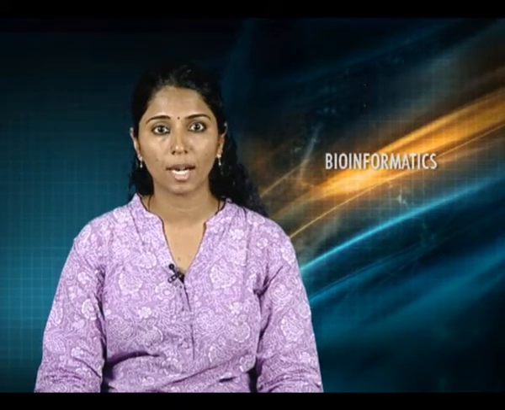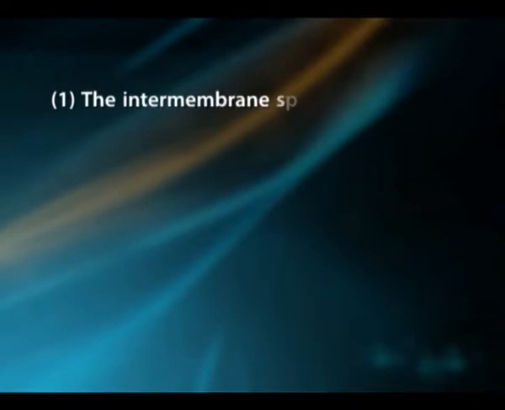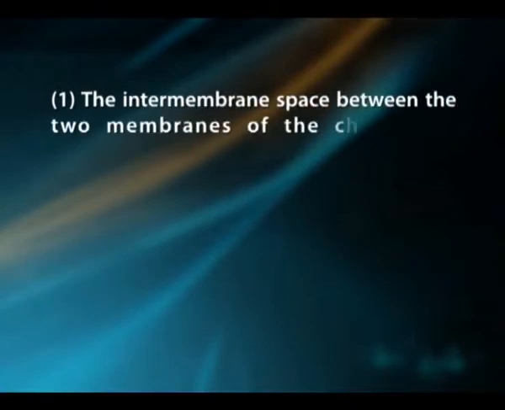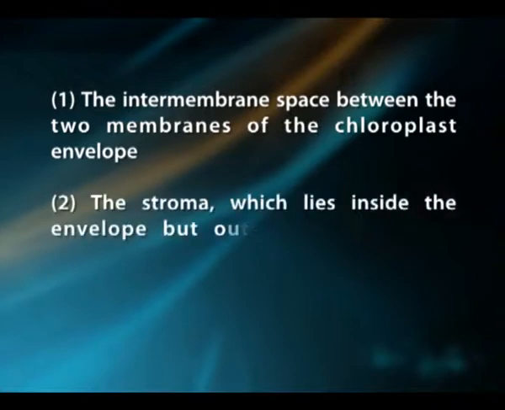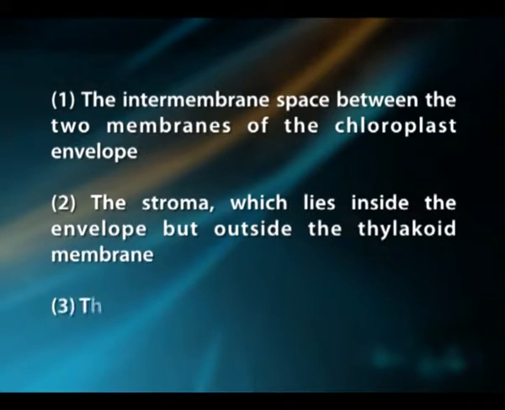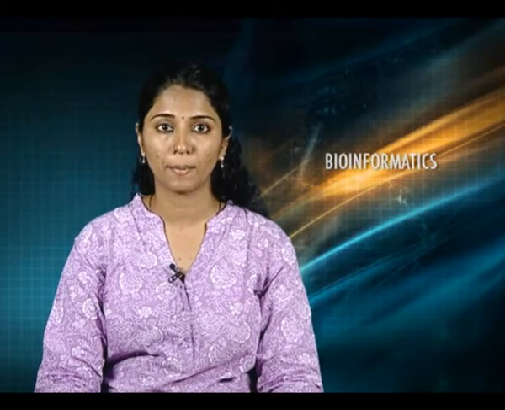In particular, their three membranes divide chloroplasts into three distinct internal compartments: the intermembrane space between the two membranes of the chloroplast envelope, the stroma, which lies inside the envelope but outside the thylakoid membrane, and the thylakoid lumen. Despite their great complexity, the membranes of chloroplasts have clear functional similarities with those of mitochondria, as expected, given the role of both organelles in the chemiosmotic generation of ATP.